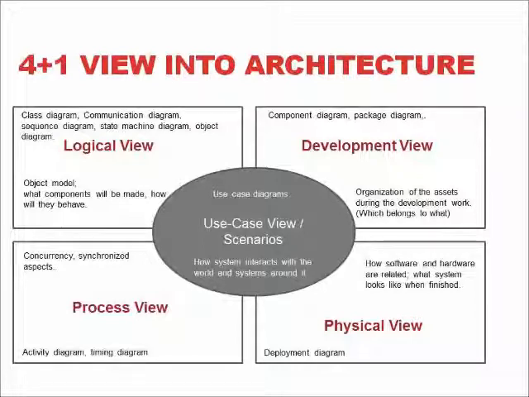We know what parts we need. We know which parts are interconnected. We know how the system will be deployed, and we know how concurrent activities happen or what things are not related to each other by rigid timing requirements. And then finally we have the use case view, which defines how the system interacts with the world, systems around it, how users use the software.